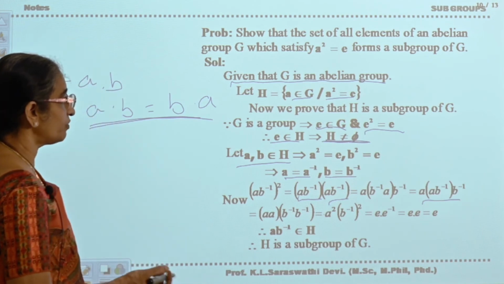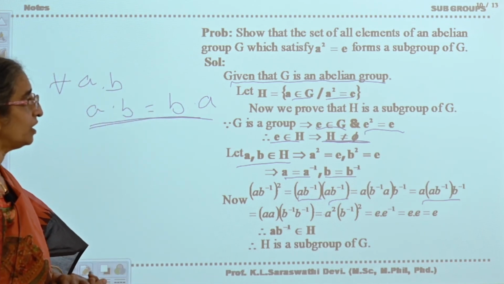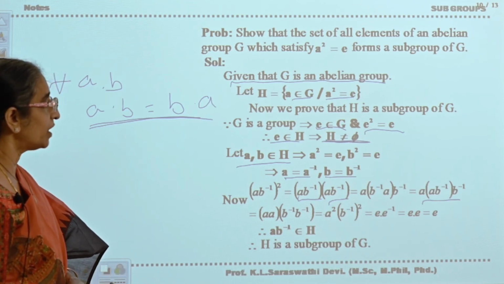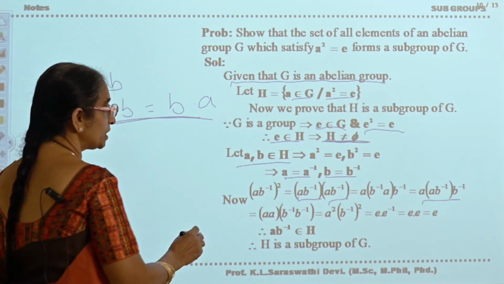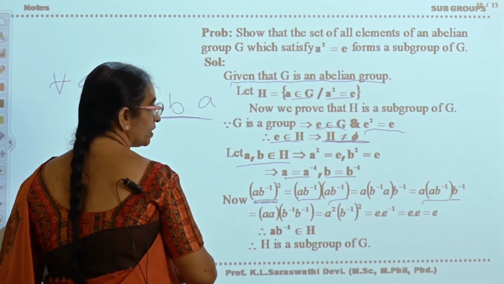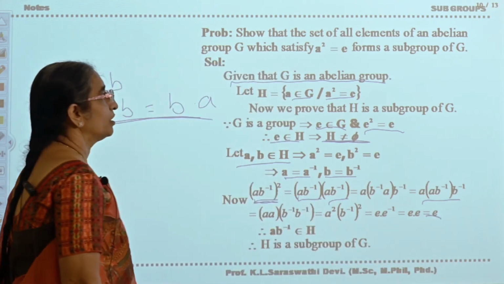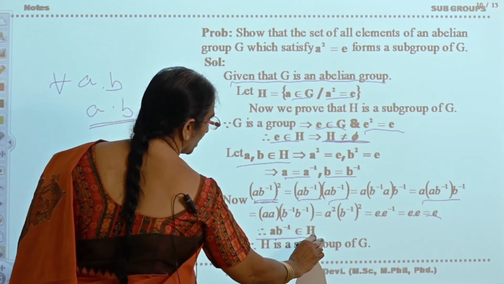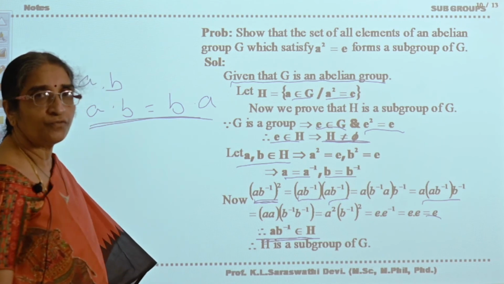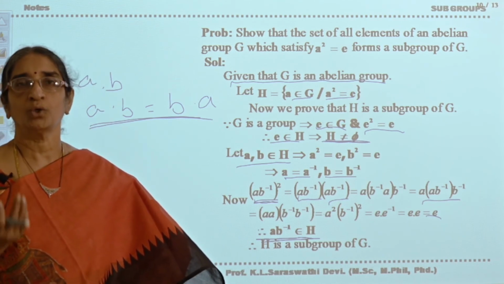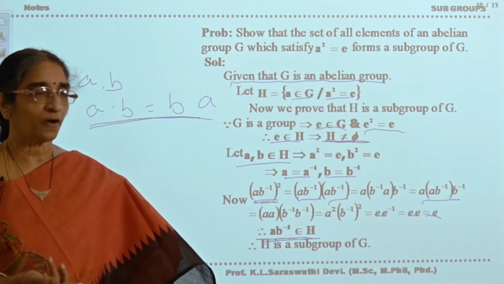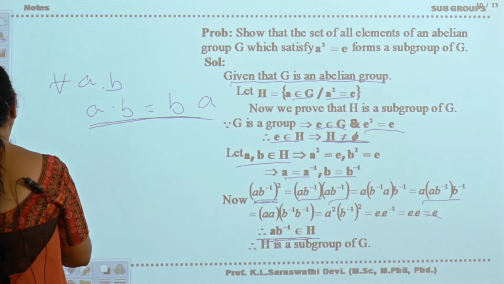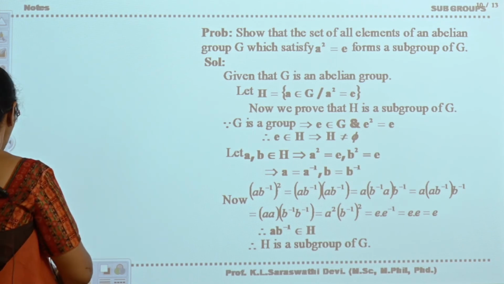But what is A square? A square is equal to E and B inverse whole square is equal to E inverse. Therefore, E dot E is equal to E. Now what have you got? AB inverse whole square is equal to E. AB inverse whole square is equal to E means AB inverse belongs to H. So if you take A, B in H, you are able to say that AB inverse belongs to H. Therefore, H is a subgroup of G. Now, is it okay? H is a subgroup of G.